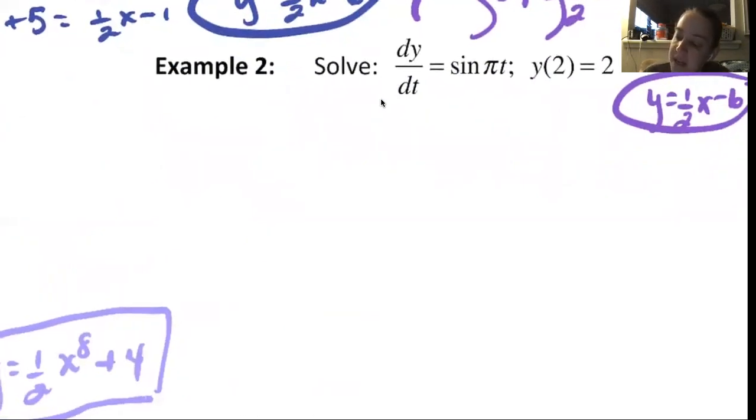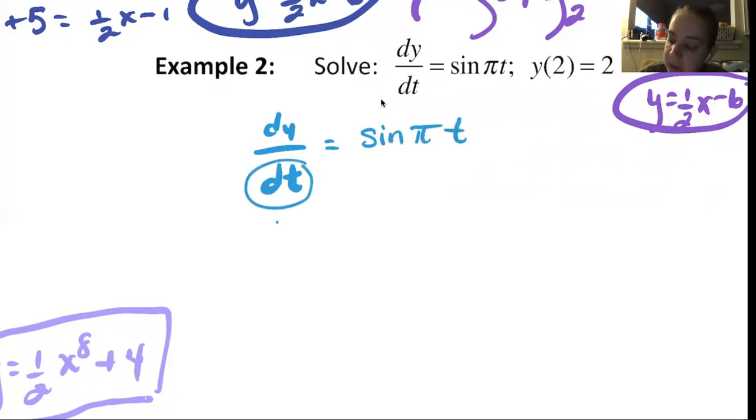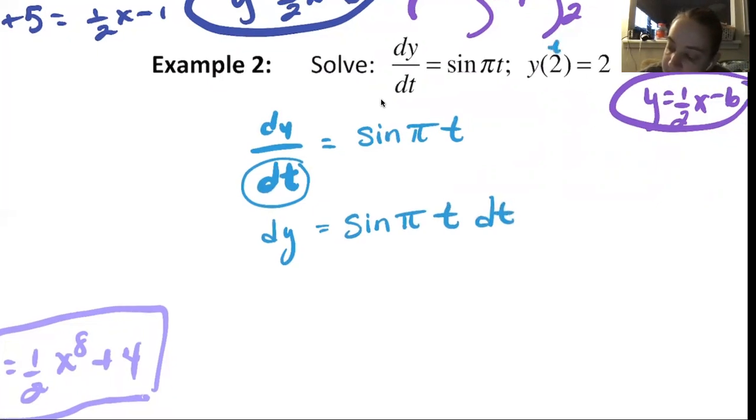Solve dy/dt equals sine pi t, y of 2 equals 2. Well, let's switch colors. So dy/dt is equal to sine of pi t. We want to separate that dt, get it over to the right. So dy is equal to sine of pi t dt. We have the y's on one side, the t's on the other. Don't forget that y of 2 equals 2. So this is really the point (2, 2).